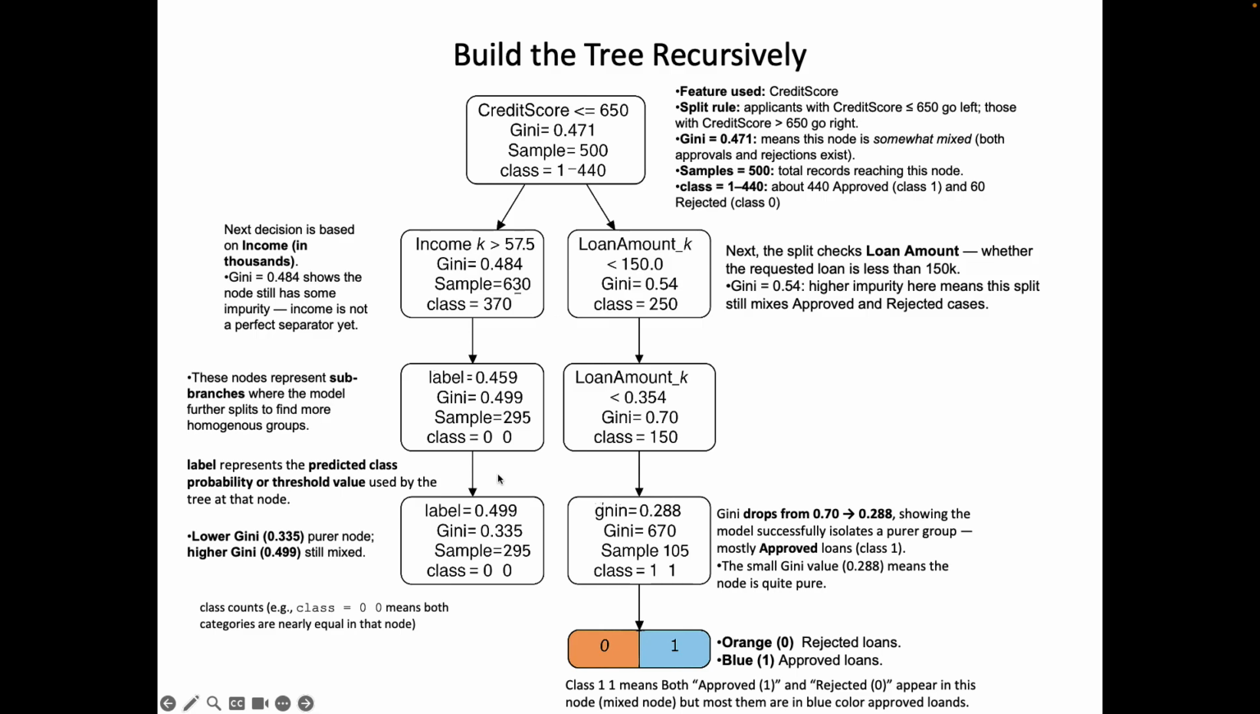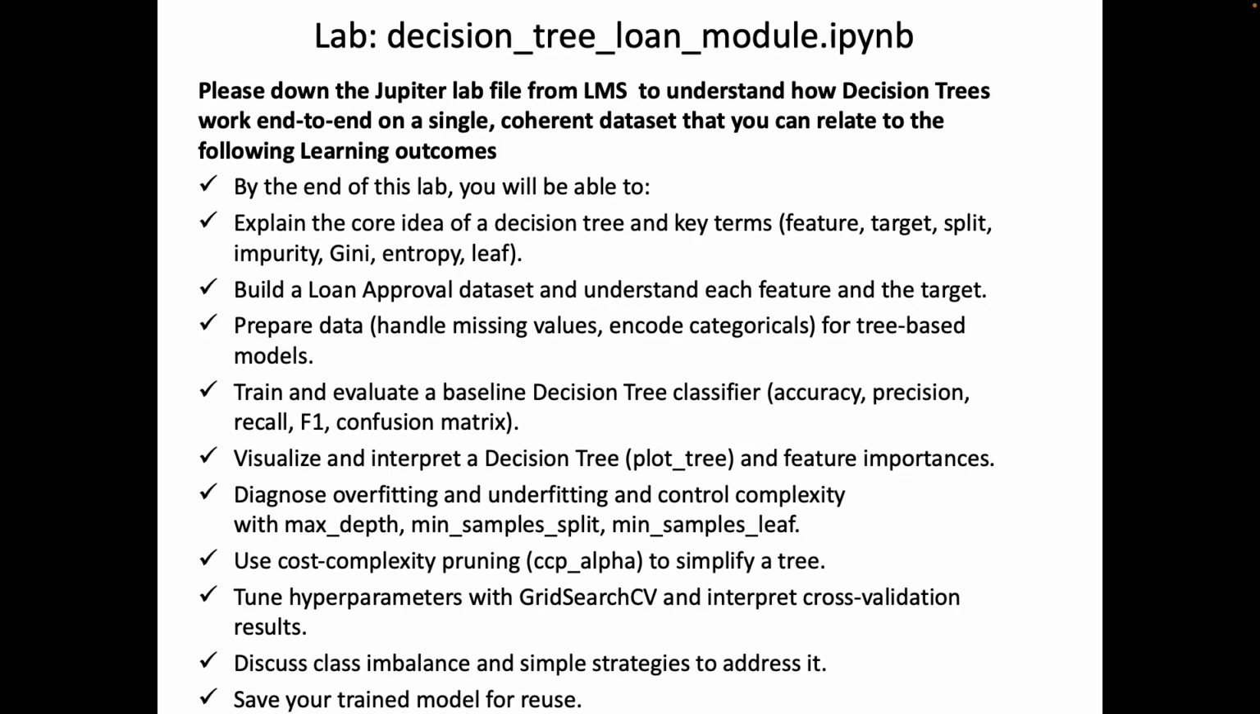So class 1, both approved and rejected appear in the node mix, but most of them are in the approved one. And similarly, all the information is given. This is how the algorithm works in the background, alright? Which algorithm? Any decision tree based algorithm. And what are those? Random forest, gradient boosting. And is SVM tree based? No, it's vector based, right? And that's how it does the prediction.